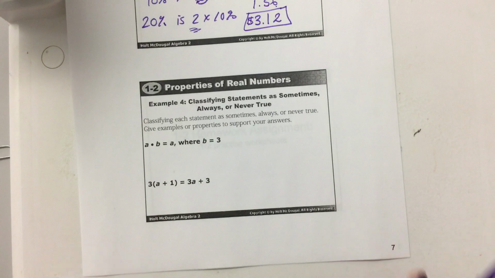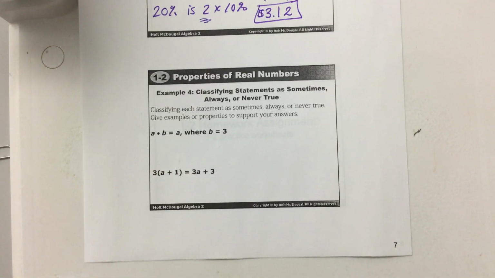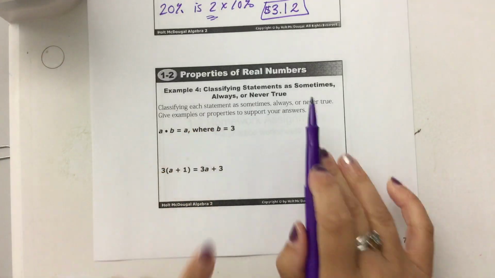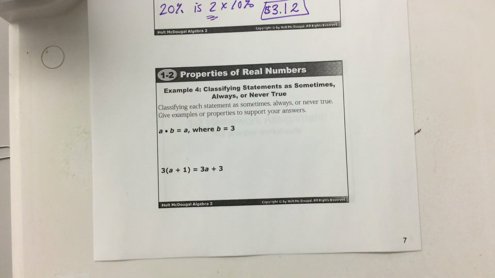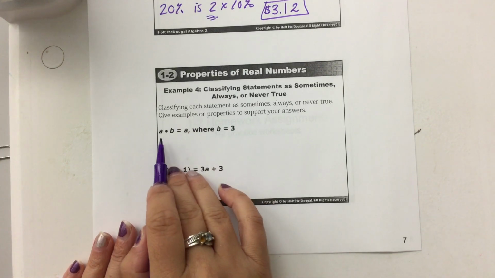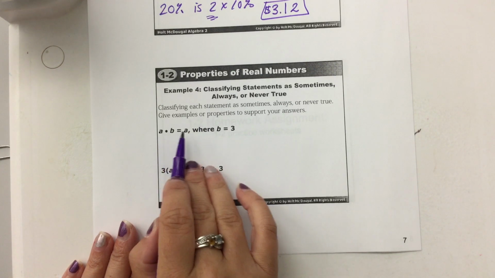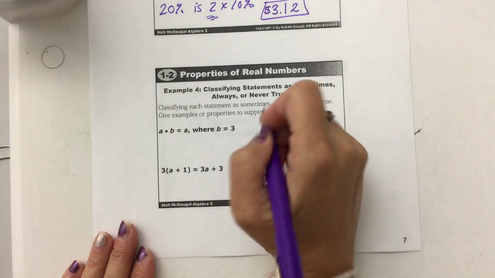Okay, and this is the last part of the day. They are going to give you some scenarios, and you have to say, is this statement true always? Is it true sometimes, or is it never true? If it is always or never, it's going to fit exactly with one of our properties. If it's sometimes, you have to give an example of when it works and when it does not work, okay? So here we go. This says A times B equals A if B is 3.